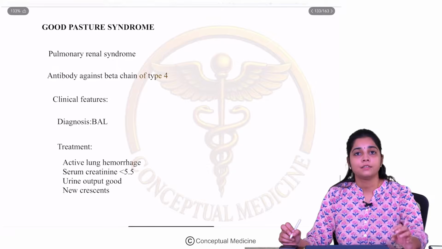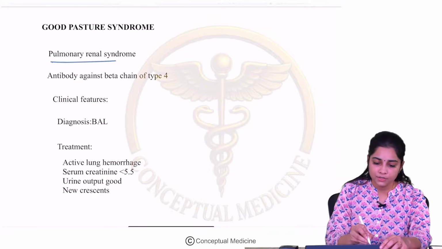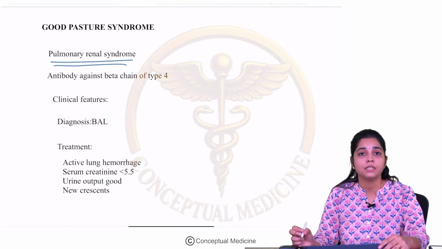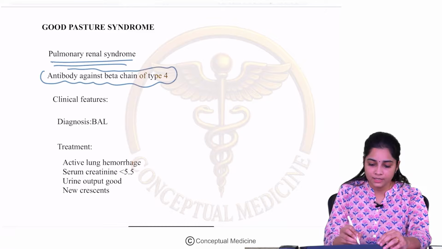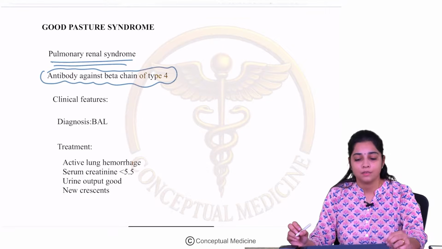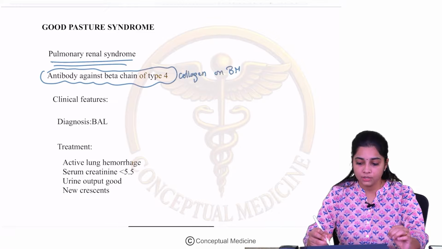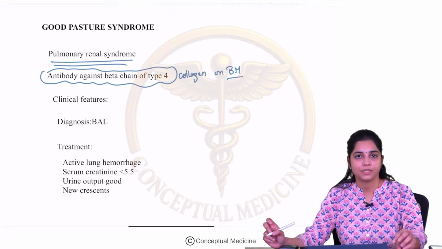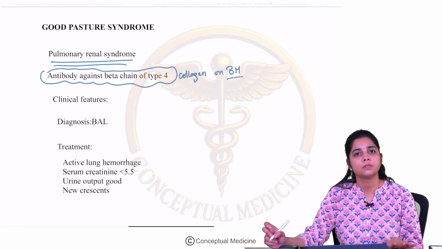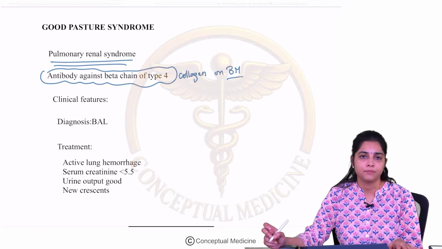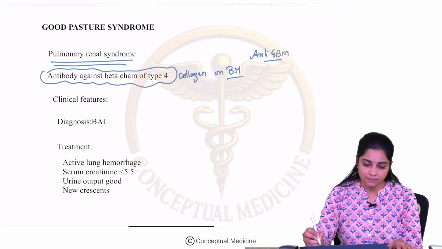Now let us understand Goodpasture syndrome. Goodpasture syndrome, as we have discussed, is a pulmonary renal syndrome. This occurs because of antibodies directed against what? Against the beta chain of type 4 collagen, which is found in your basement membrane. So there are antibodies attacking the beta chain of type 4 collagen found in the glomerular basement membrane. Okay. So this is essentially an anti-GBM disease.